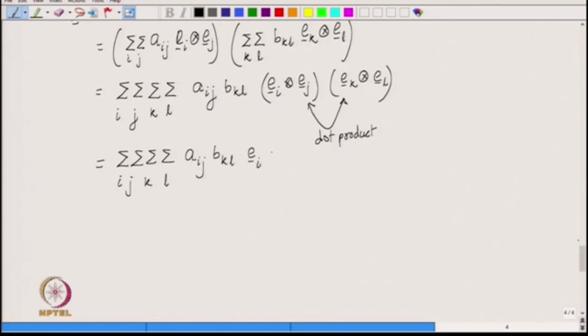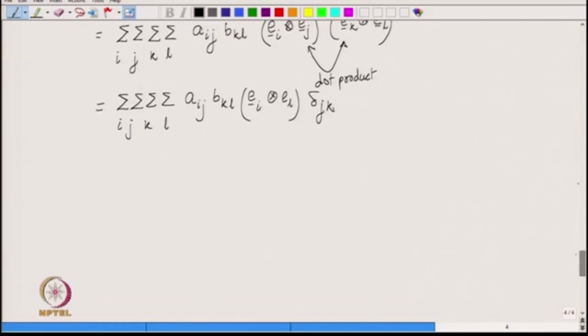So, you have E_i tensor product E_l. See, j and k are gone and only E_i and E_l are present, into delta_jk. Now, how to work this further ahead? We have two summations, one over j and one over k, and then we have delta_jk. So, you know what to do, right. Delta_jk is equal to 1 only when j is equal to k.